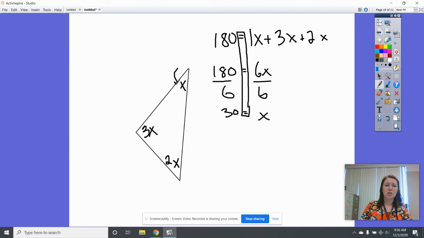Now this angle just is x, so it's 30 degrees. Boom, done. This angle is 3 times x. So 3 times 30, that's 90 degrees. And this angle is 2 times x. So 2 times 30 is 60 degrees. And we can check our work. 90 plus 30 is 120. Plus 60 is 180. So it does add up to 180. So that's how you use equations to solve for missing angles.